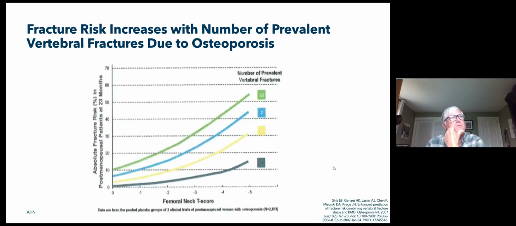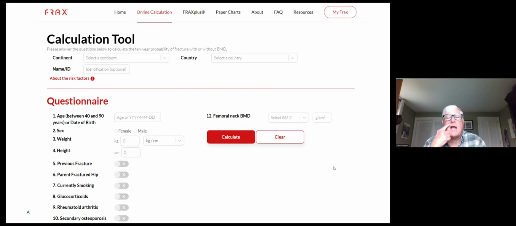The more vertebral fractures you have, the higher the risk of further fractures. And that is also a risk for very severe osteoporosis, multiple vertebral fractures. And they can occur in bunches. They don't have to occur one at a time. This is the FRAX tool.